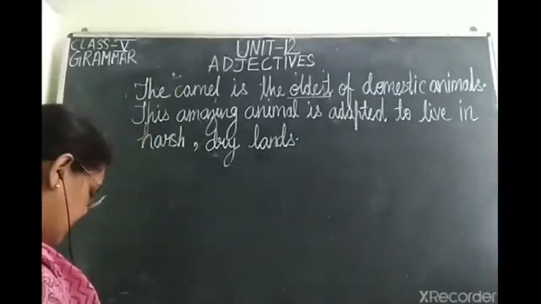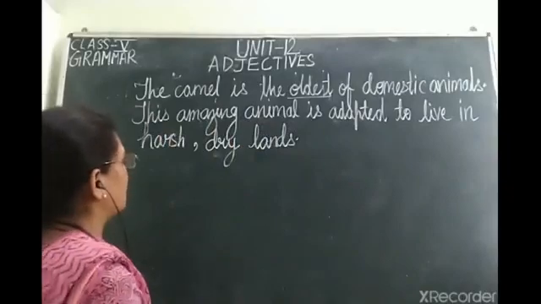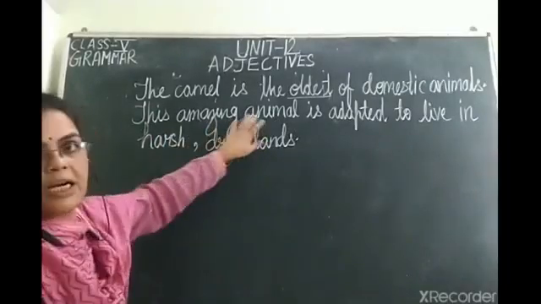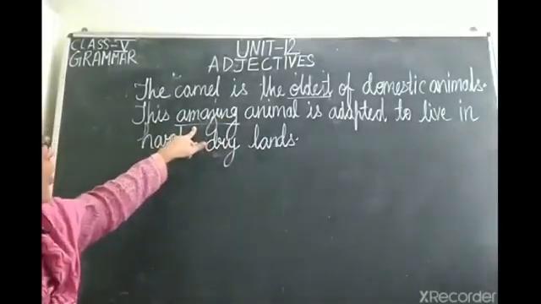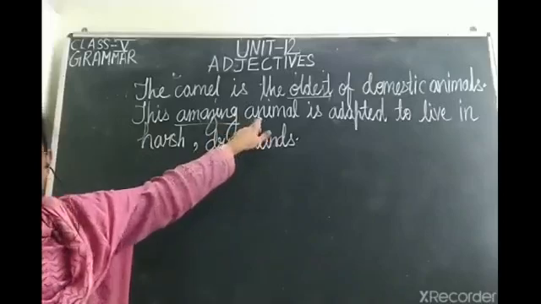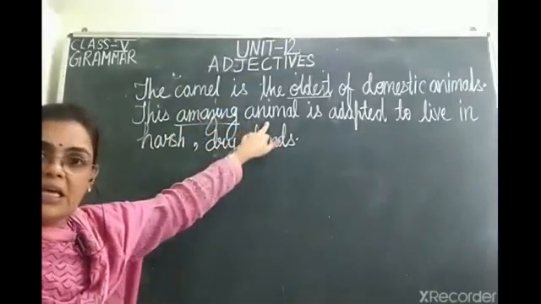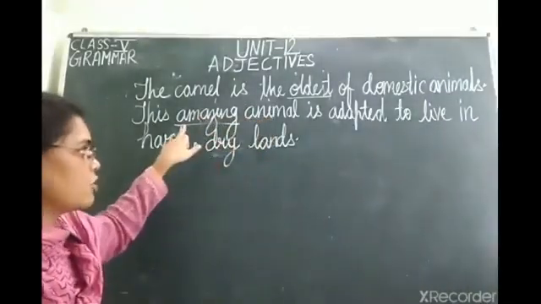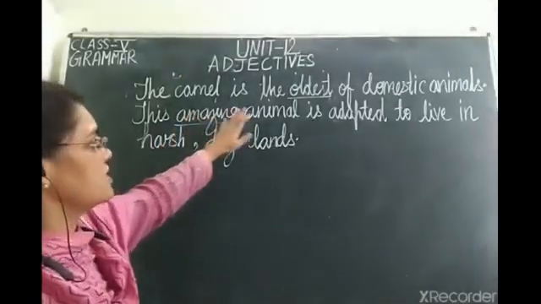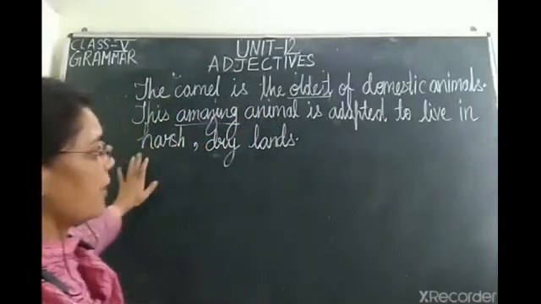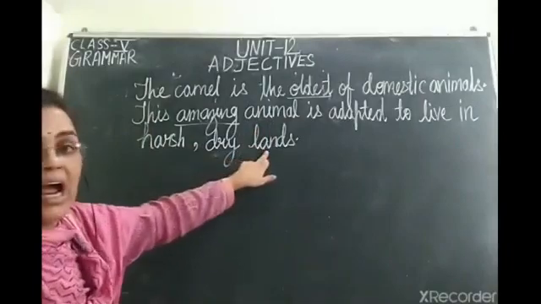Now this is the second line, and the words which are describing the noun are, यहाँ animal को कौन सा word बेटा describe कर रहा है? Amazing. So amazing क्या है? This amazing animal. This amazing is what? Adjective, because it is describing the noun animal. ये यहाँ पे animal को describe कर रहा है, इसलिए amazing is the adjective. So this amazing animal is adapted. Adapted मतलब उसने अपने आप को ढाल लिया है. To live in harsh, dry lands.